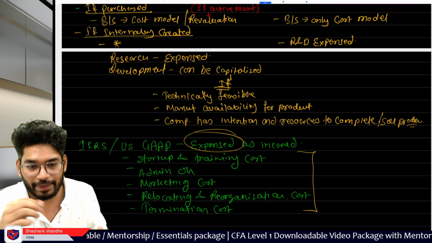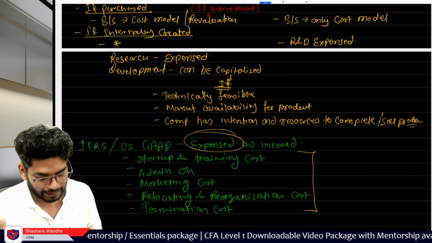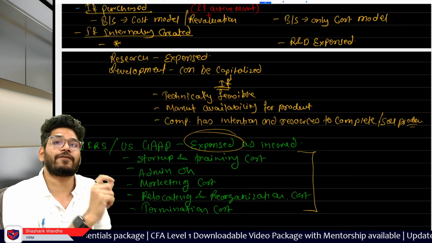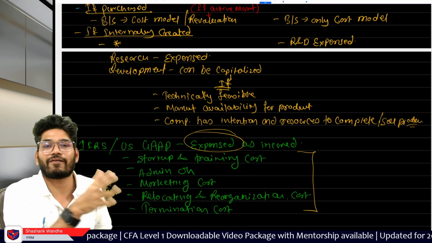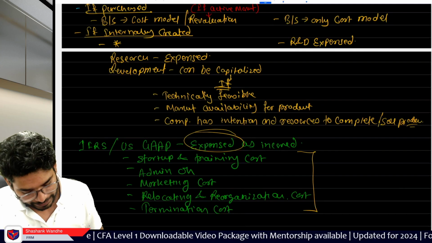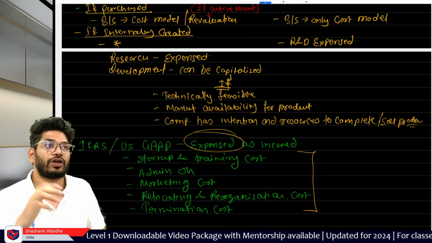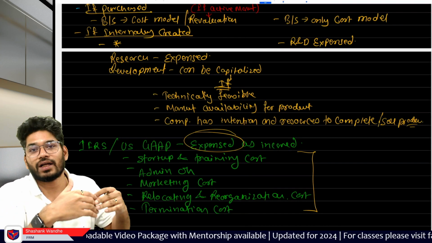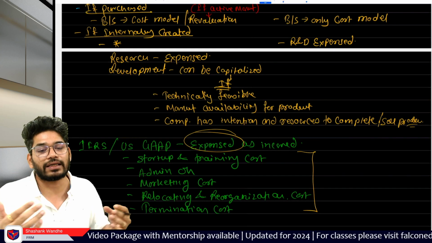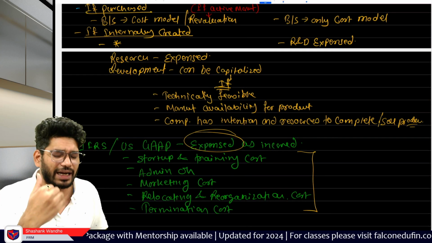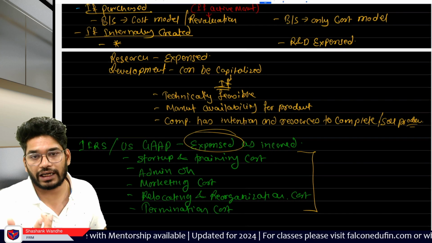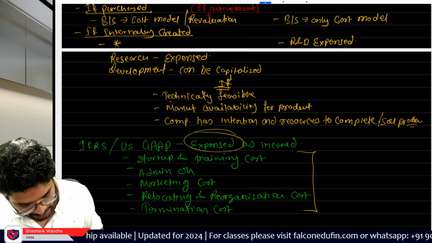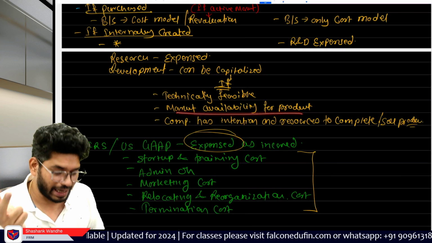And what are the conditions for capitalization? If you want to capitalize it, then the conditions are there should be technical feasibility for that particular product. Once you develop the product, there should be technical feasibility. Then there should be available market for that product. You are coming up with a very amazing medicine for which there are no patients available in the world. Then obviously there is no market available for that particular intangible asset, right? So you won't be able to capitalize that particular asset. You have to expense it. So first point is the technical feasibility. Second point is market availability for the product.